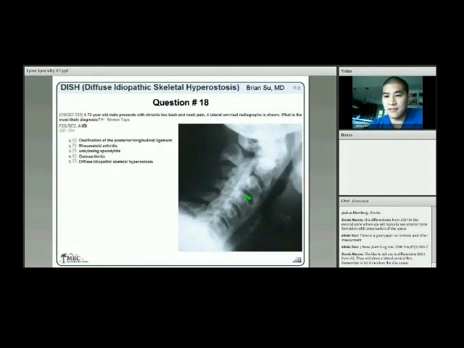Next topic, a 73-year-old gentleman. He has chronic back pain, neck pain. A lateral cervical radiograph has shown what is the most likely diagnosis. So this is distinctly different than what we saw previously. Previously, there's ankylosis for AS within the disc space at the margin, and there's that bamboo spine. Here you see flowing ossification anterior to the vertebral body, anterior to the disc spaces.